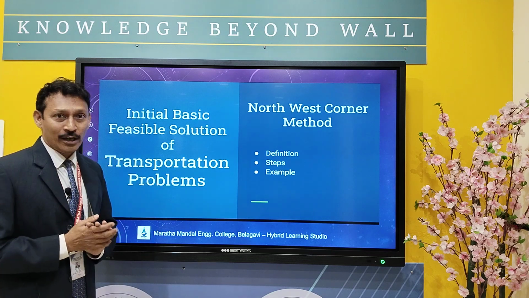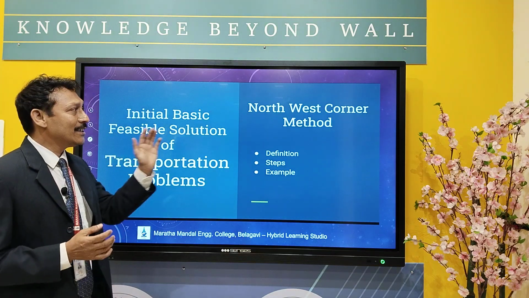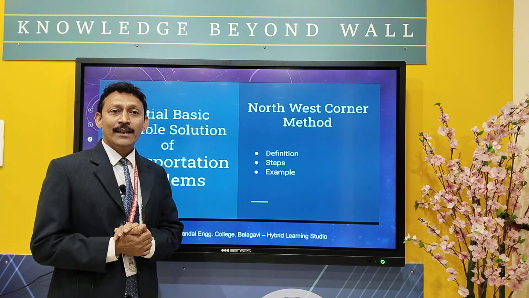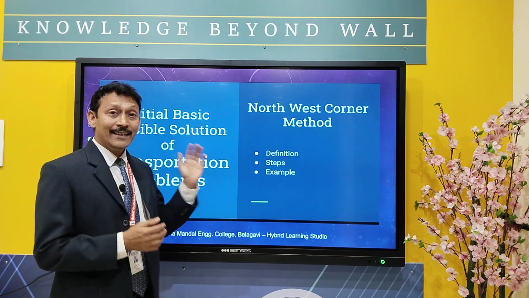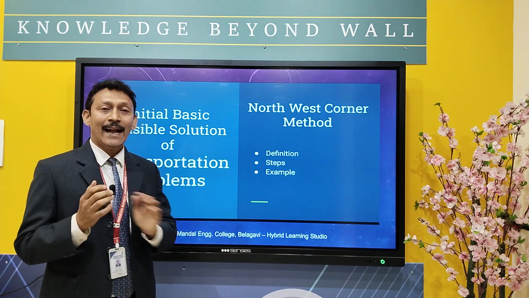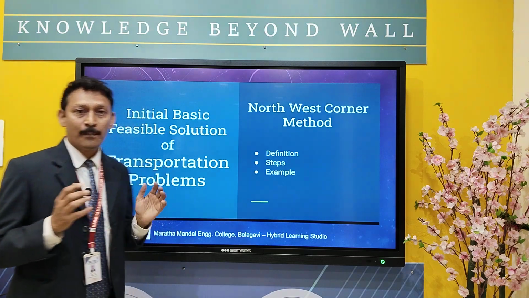There are three methods which give you an initial basic feasible solution. The first is the northwest corner method. The other two are Vogel's approximation method and the least cost method, and these give you an initial basic feasible solution. And one more, the MODI method, will give you the optimum or best solution.